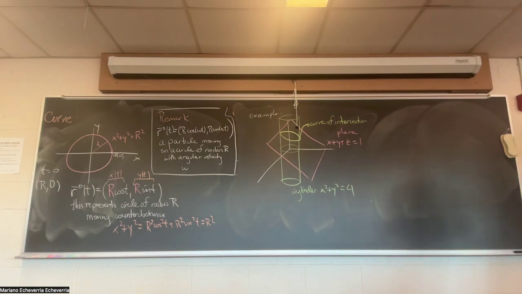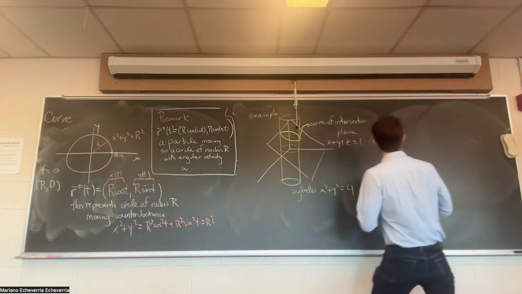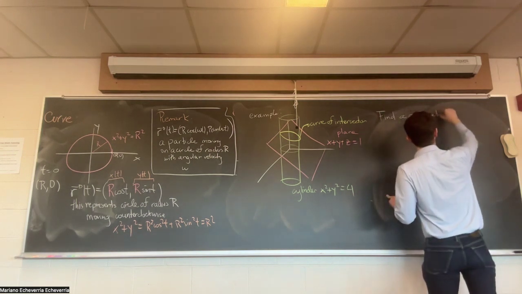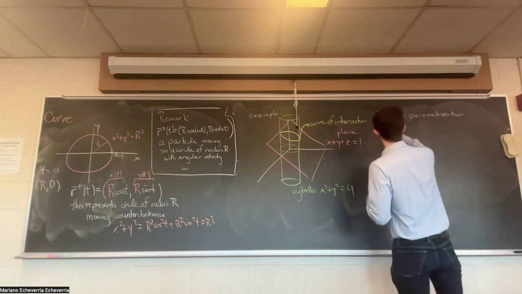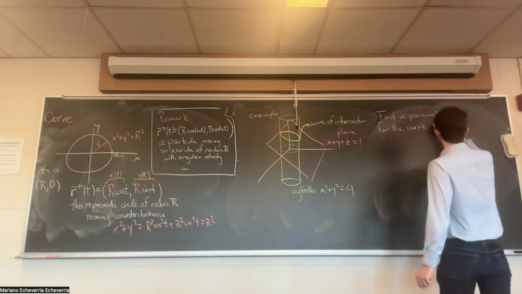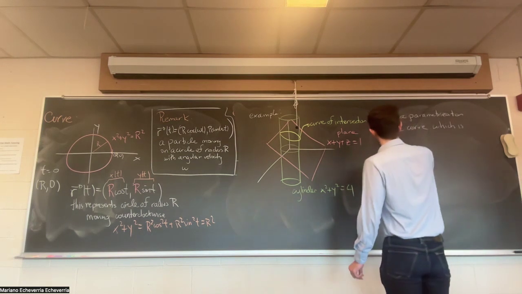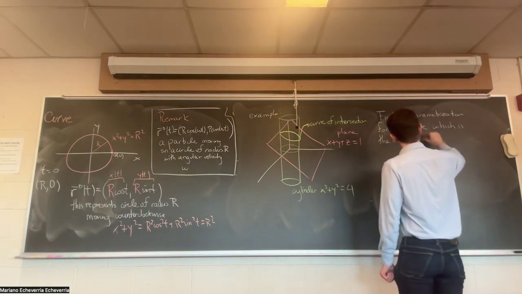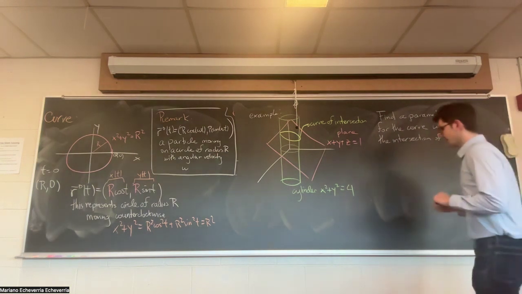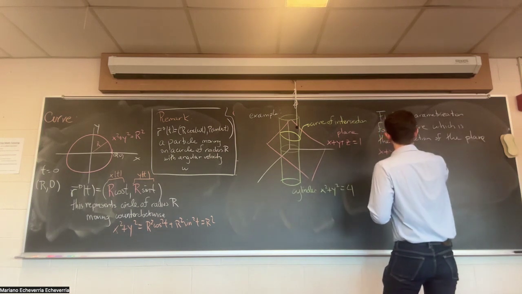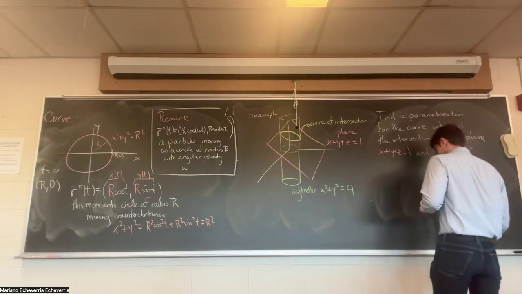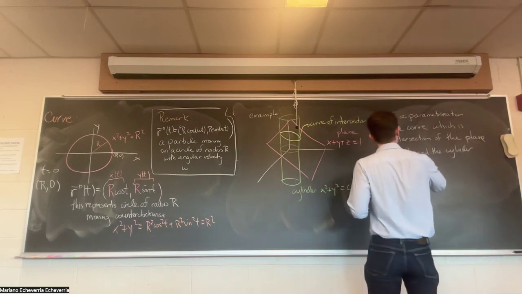So the problem is to find the parametrization of this curve of intersection. What the problem would say is: find a parametrization for the curve which is the intersection of the plane x plus y plus z equals 1 and the cylinder x squared plus y squared equals 4.